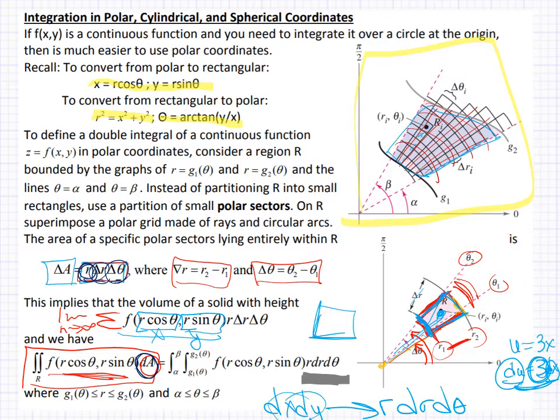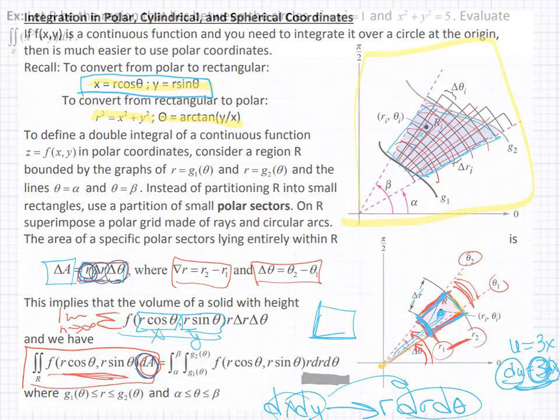The dx and dy doesn't just switch to a dr d theta. What we're really essentially doing by switching to polar coordinates is doing a substitution, just a very, very specific substitution. And then the dx and dy essentially now is a dr d theta. All right, let's do an example.